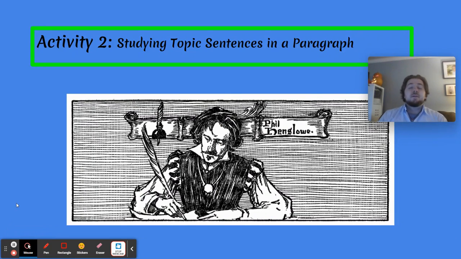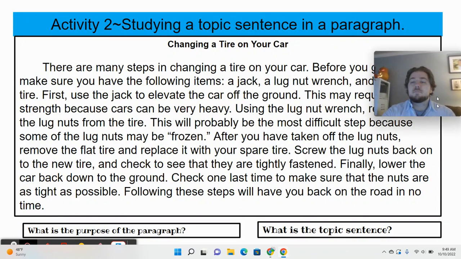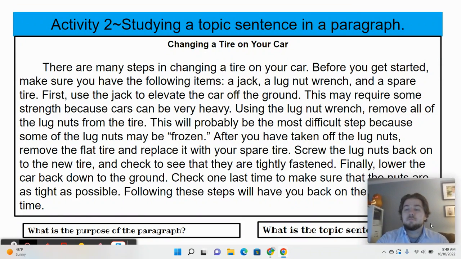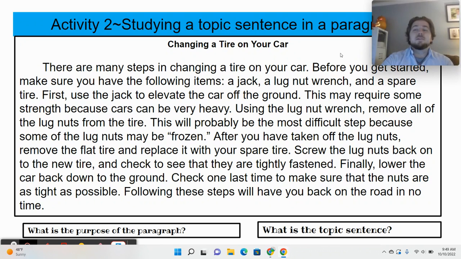For our next activity, we're going to study sentences in an actual paragraph. So let's take a look at the paragraph. Sorry about that, I'm blocking a little. There we go. That's better.